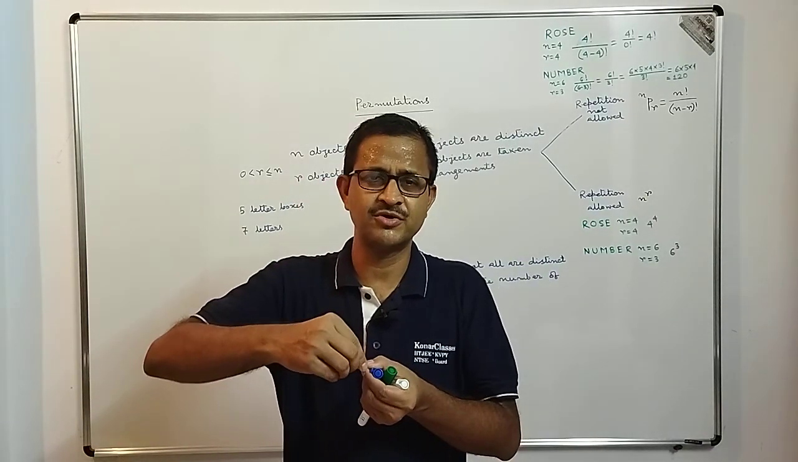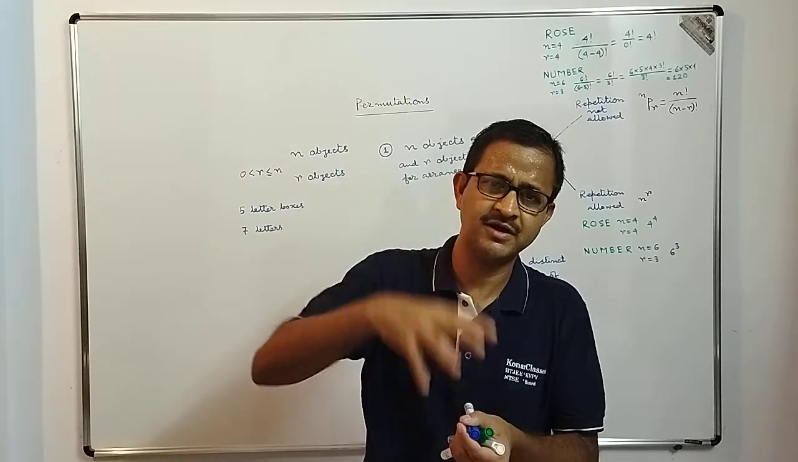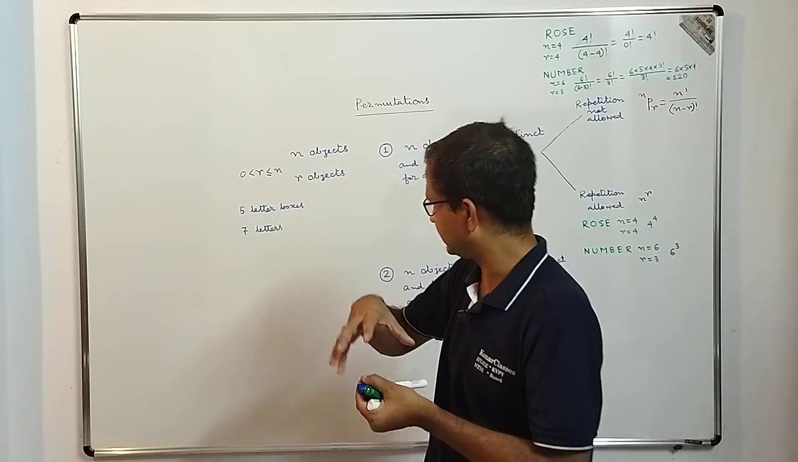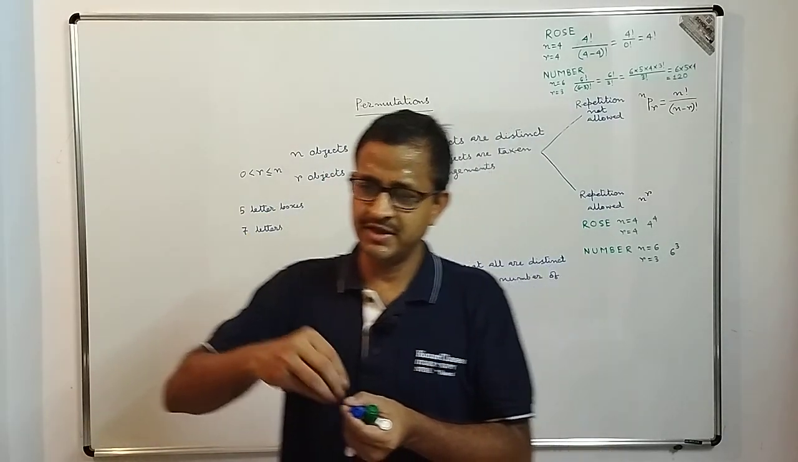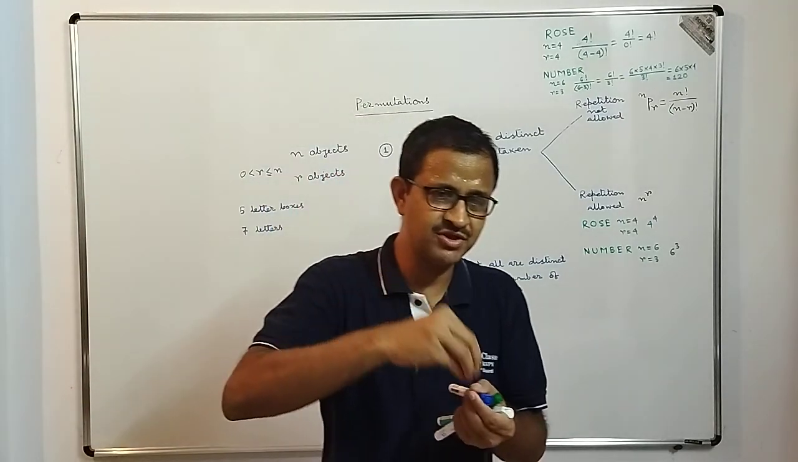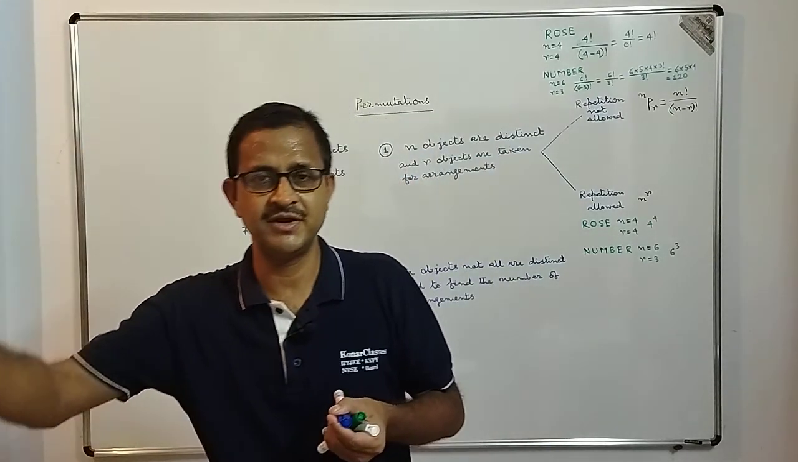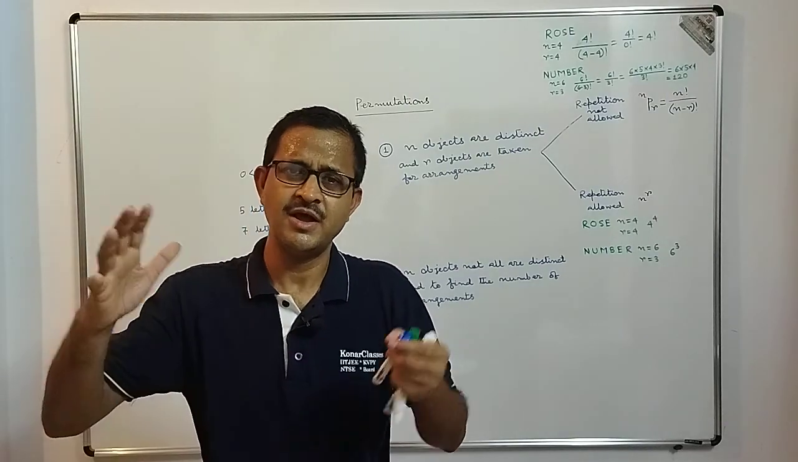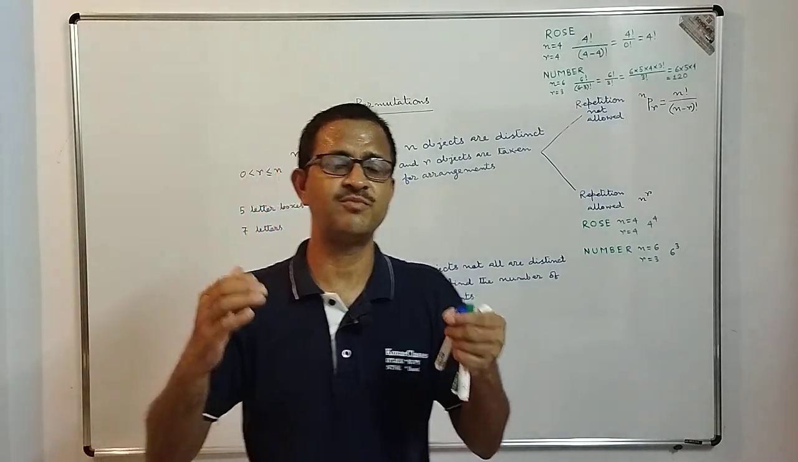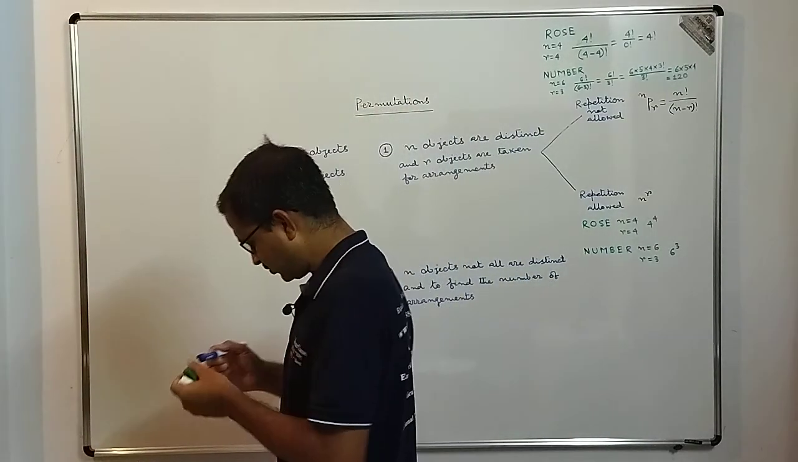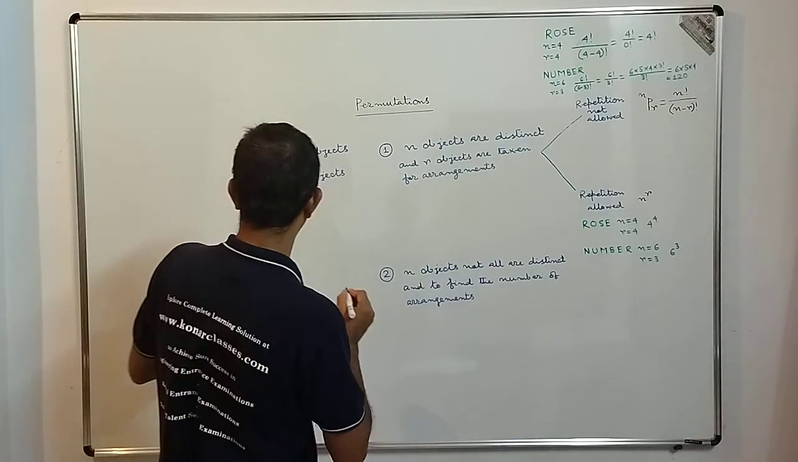So there is one thing you can do. Suppose in one letter box you can keep all the 7 letters, or in the first letter box you can keep 3 letters, and in the second one you can keep the rest. In that way, how many possible arrangements are possible? So how do we do this? This is the way we can do it.